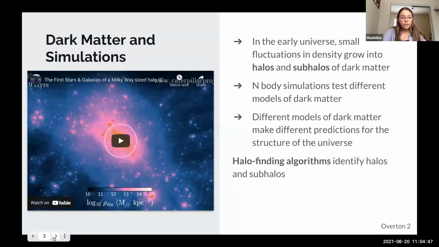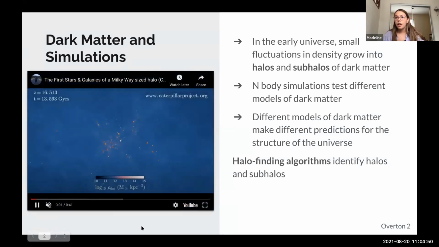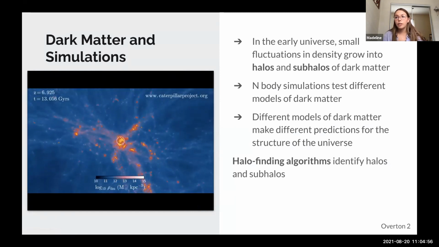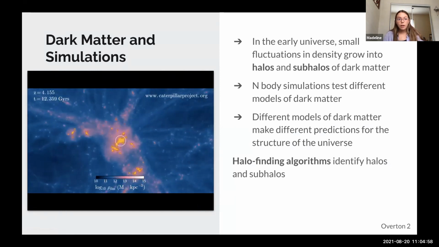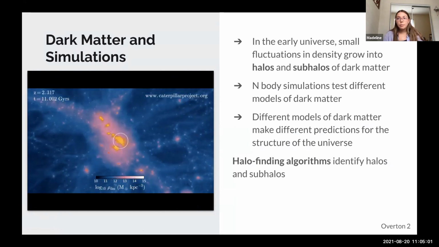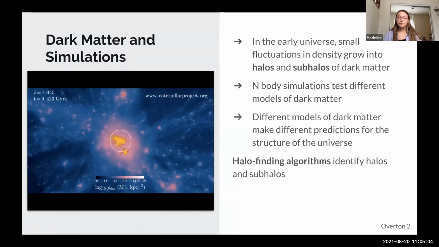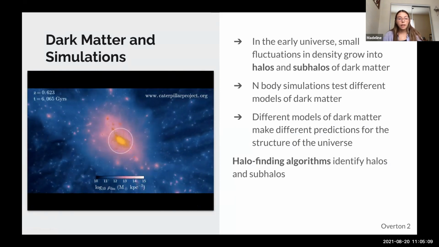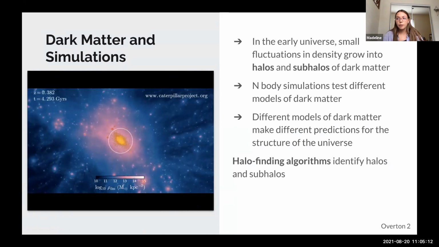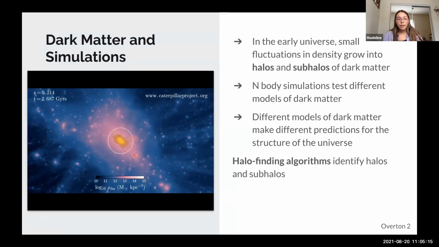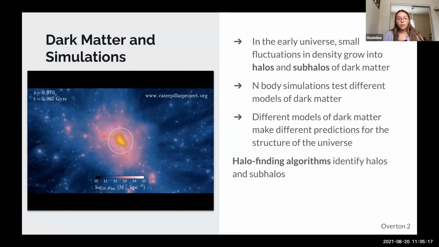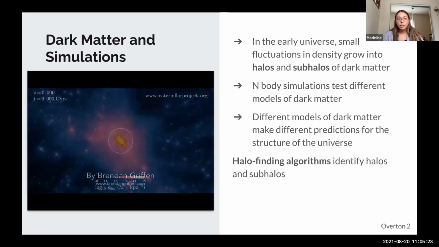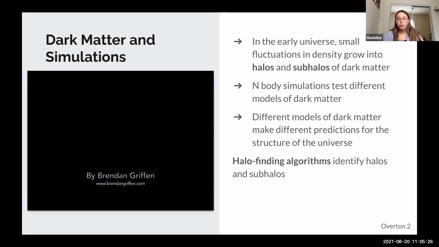So first, I'd like to show this video of the evolution of a dark matter halo, and this shows how a small overdensity in the early universe snowballs into clumps of dark matter, which we call halos, and embedded within them, smaller clumps, which we call subhalos. As a halo forms, it pulls normal matter along with it so that galaxies and other interesting objects can form at the center. This is also an example of an n-body simulation, which we use to test how different models of dark matter behave, and specifically how different models make different predictions for the amount of substructure in the universe.